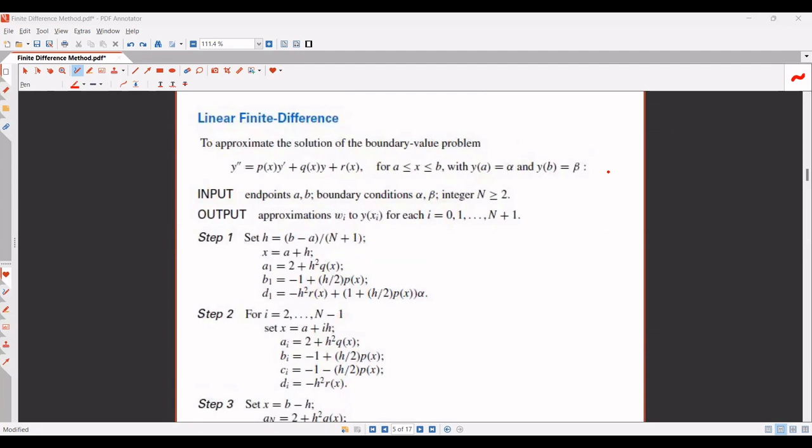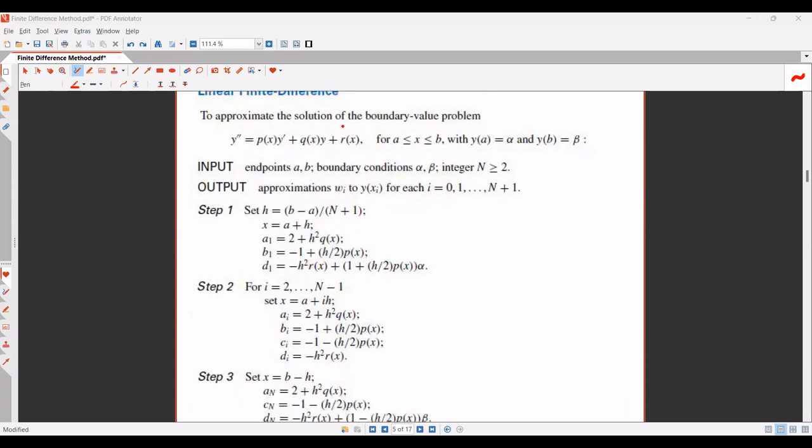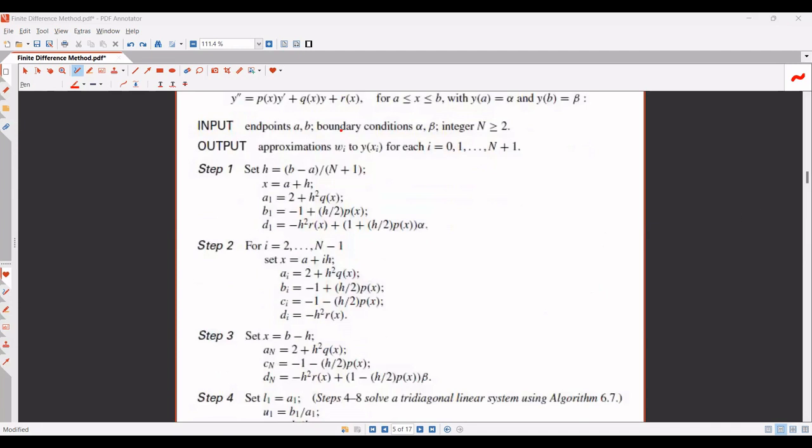There are two parts of the algorithm. The first part involves creating the system of equations, and the second part involves solving it using LU factorization, which we are going to explain later. So let's see what they did. Focus on this part first.